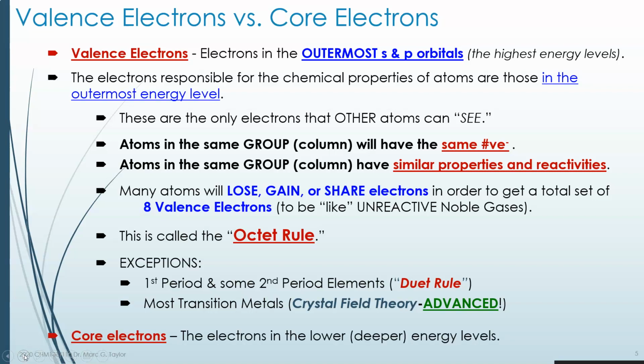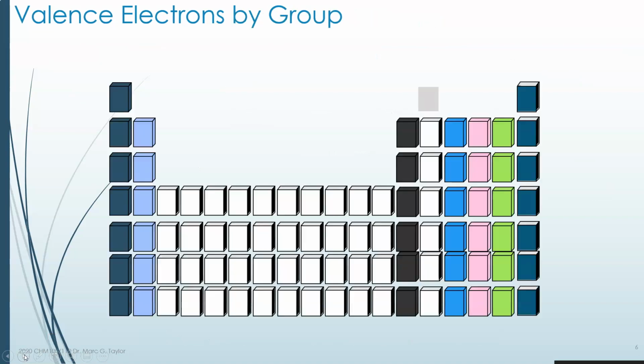And we've talked about valence electrons, or the outermost electrons. Well, all the inner electrons are called the core electrons. These are the ones that other atoms don't really notice. They're not really exposed to. They don't interact with. They're just there.